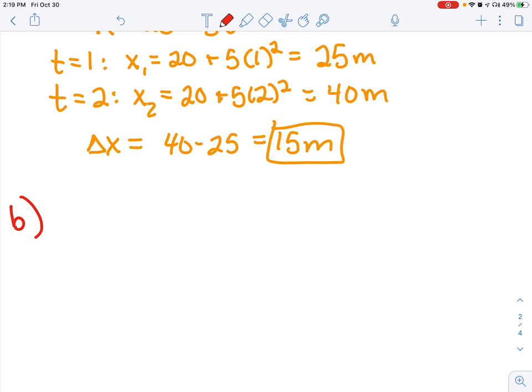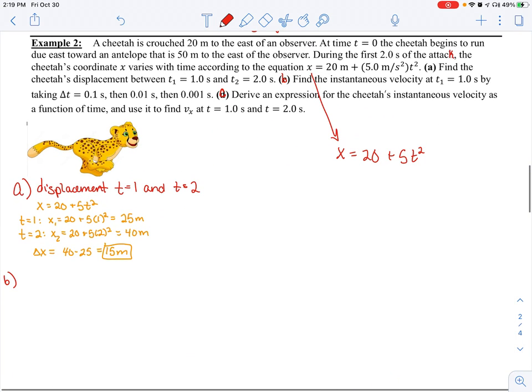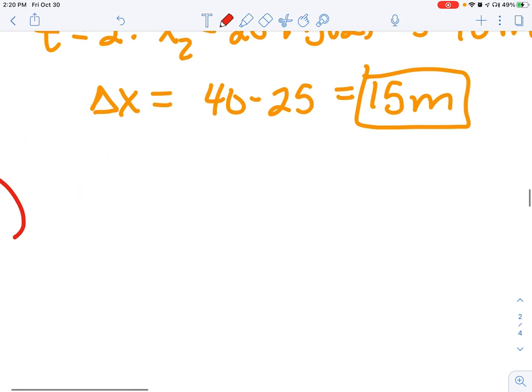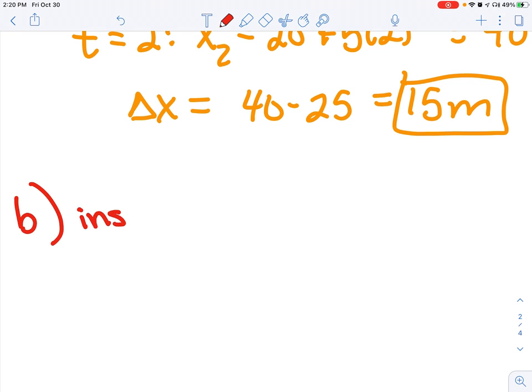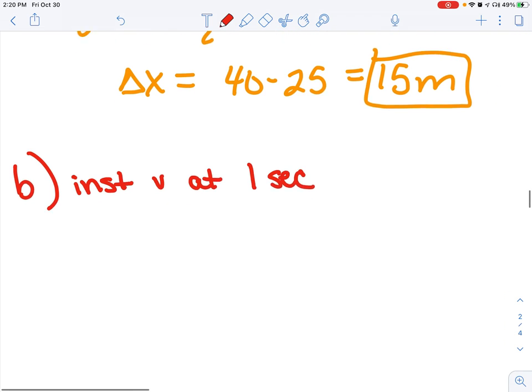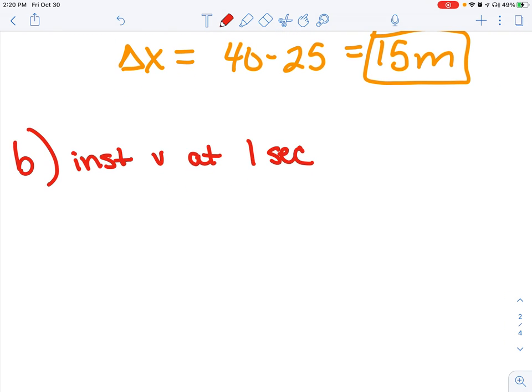Okay. What we need to do is find the instantaneous velocity. Instantaneous velocity is the slope of the line as you get closer and closer to time equals 0. So here's what we're going to do. They want us to do it at 1 second. So ready? I want you to write this down. Instantaneous velocity at 1 second. So right now, I need to get 2 points because we know that we need 2 points to find a velocity.